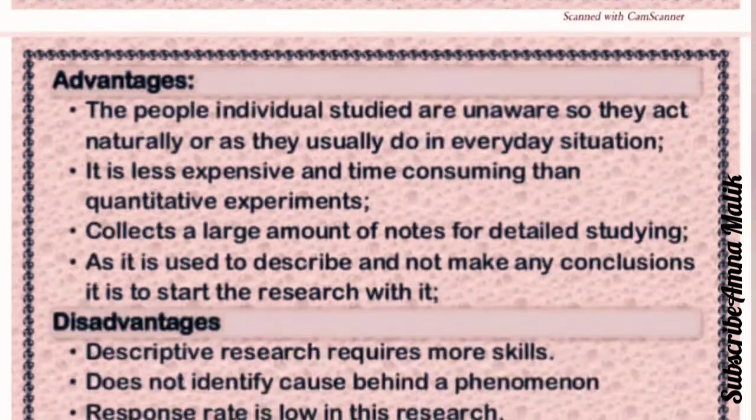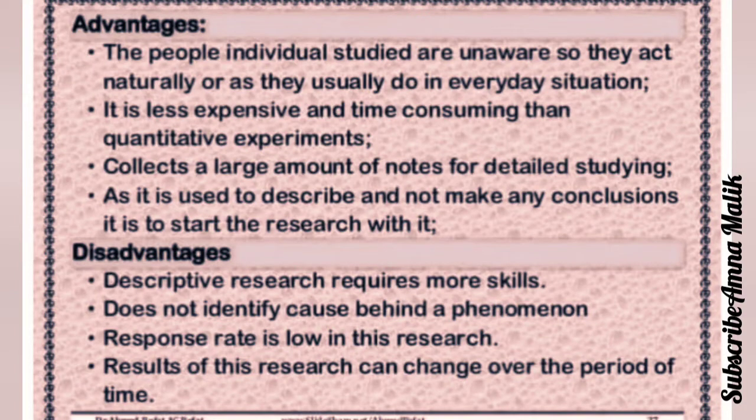The reader of the research will know what to do to prevent the disease, thus more people will live a healthy life. Advantages: the individuals studied are unaware, so they act naturally, as they usually do in everyday situations. It is less expensive and time consuming than quantitative experiments. Collects a large amount of data for detailed study. As it is used to describe and not make any conclusion, it is a good way to start the research. Disadvantages: descriptive research requires more skill, does not identify the cause behind a phenomenon. Response rate is low in this research. Results of this research can change over a period of time.